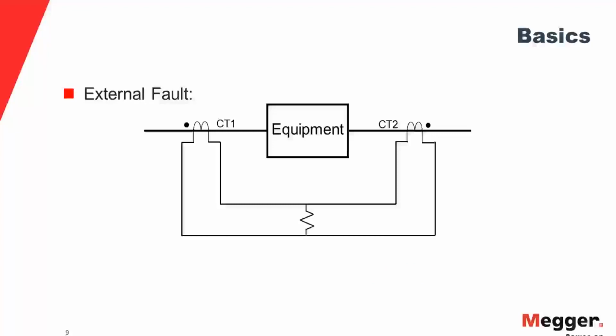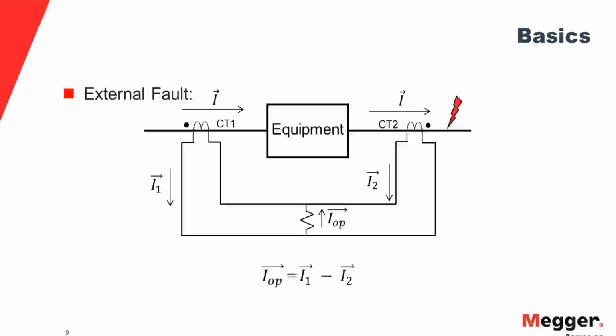So when an external fault happens in the system outside of the protected zone, one thing to notice is that in a differential protection, the zone is defined by the CTs. Anything outside of the CT protected zone, we call out of zone. If there is a fault outside of the zone, the current through that equipment still doesn't change. So CT1 and CT2 pretty much see the same current as before the fault.